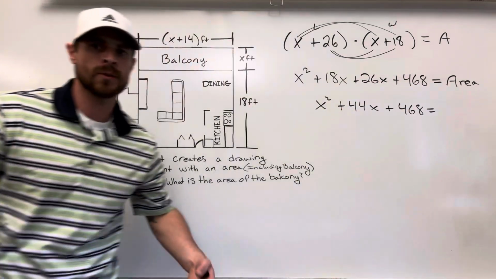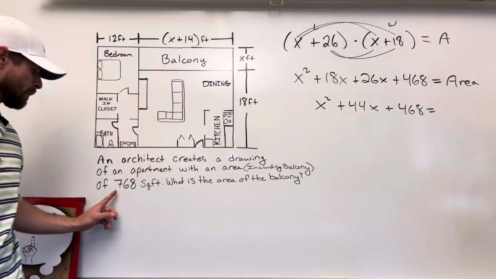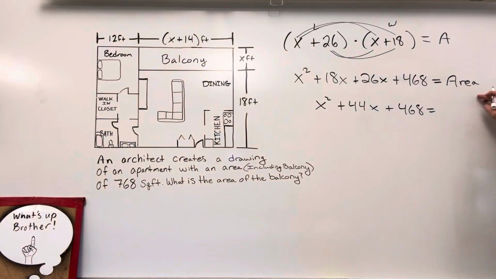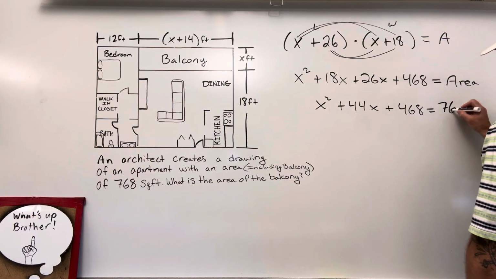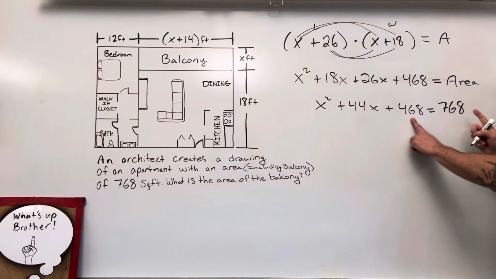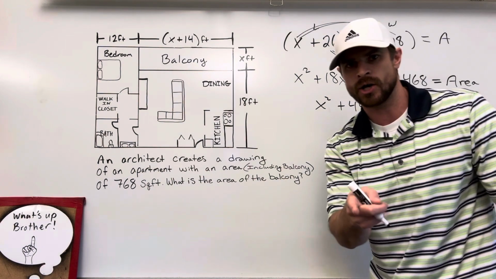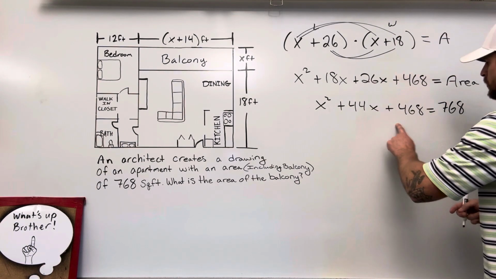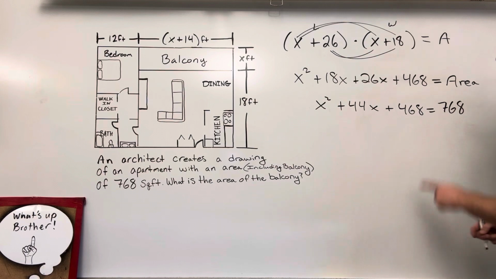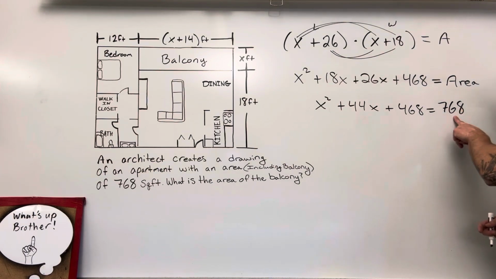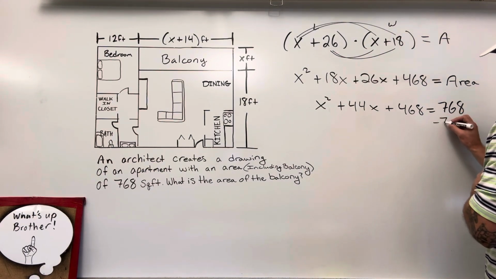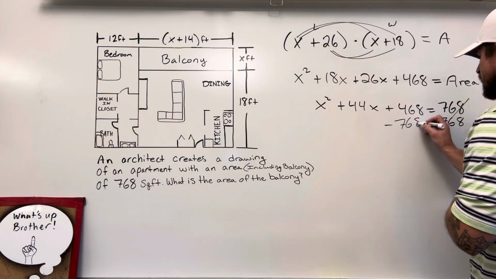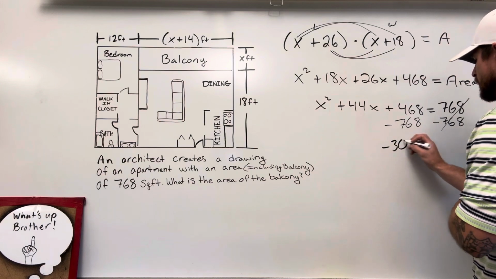But wait a second, we were told the area. So we can plug 768 in for where area is represented. So I'm going to put 768. I already like these two numbers. I'm seeing 68 and 68, so that's going to help me. All right, we've got to now solve this quadratic. How do we solve a quadratic? We've got to set it equal to 0. So if I'm going to set that equal to 0, I've got to get rid of 768 over here. Minus 768 cancels. Minus 768. It's going to leave me with negative 300.